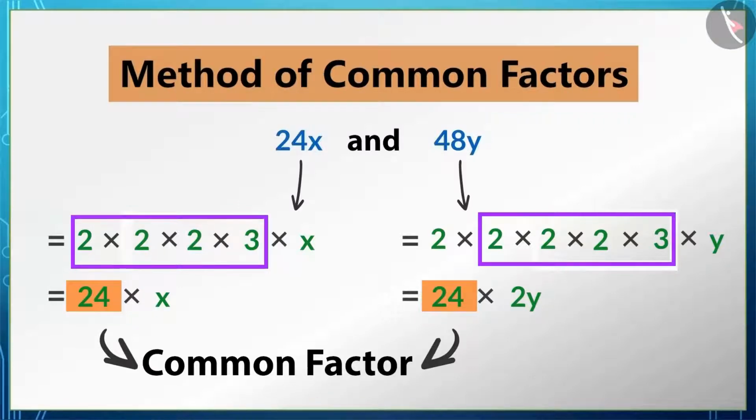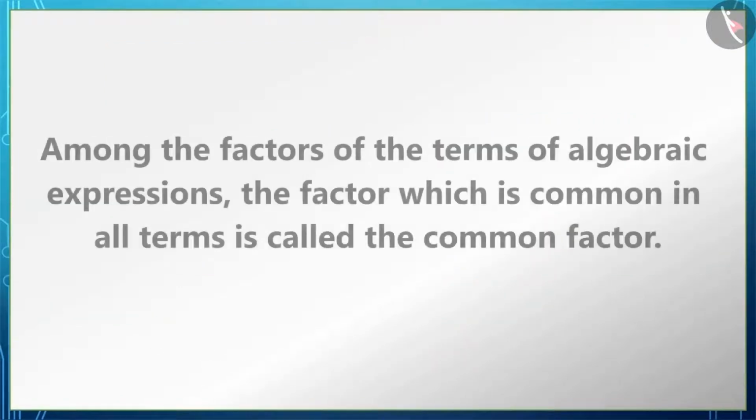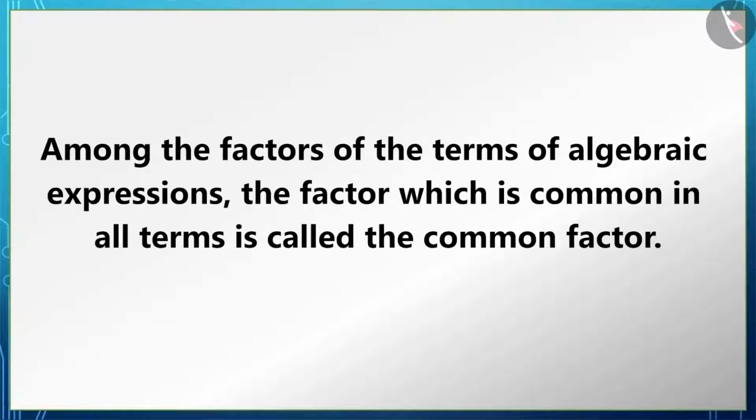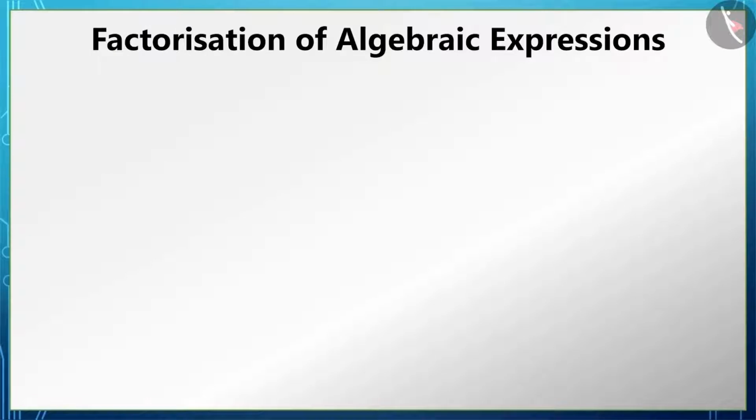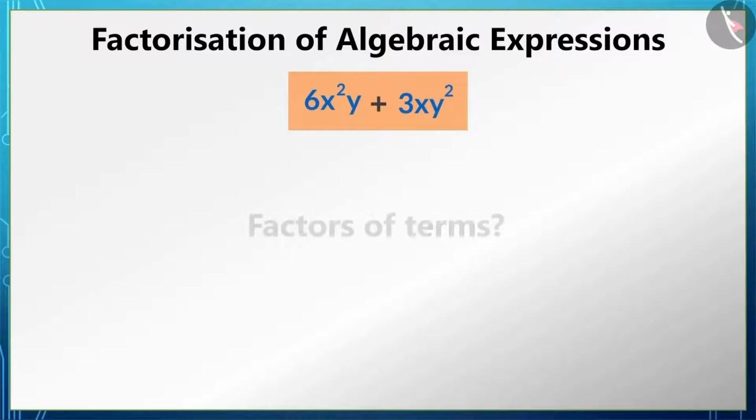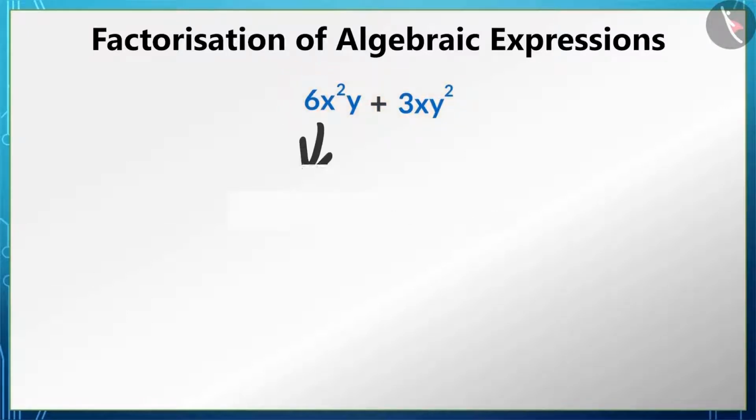of these two terms. Among the factors of the terms of algebraic expressions, the factor which is common in all the terms is called the common factor. It is used to factorize algebraic expressions. Let's see this algebraic expression. Which are the terms you can see here? Can you find the factors of these terms?